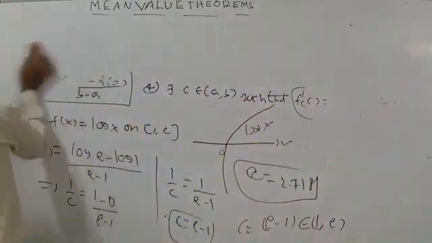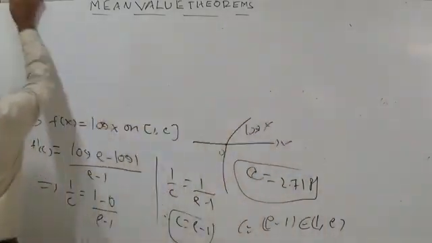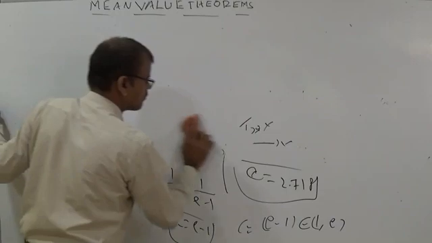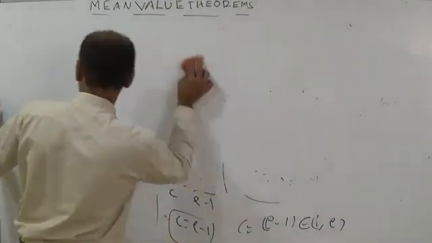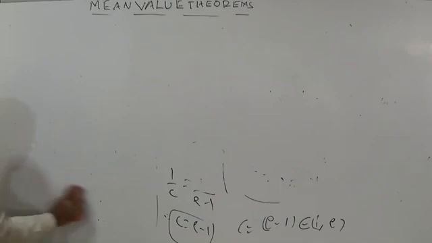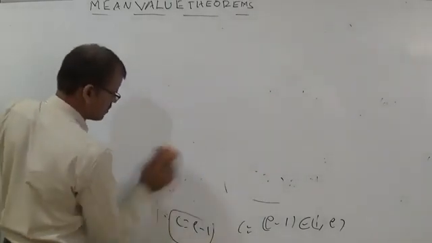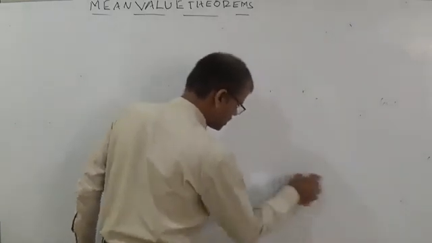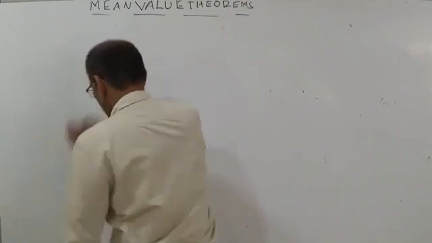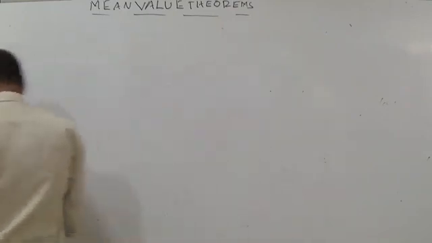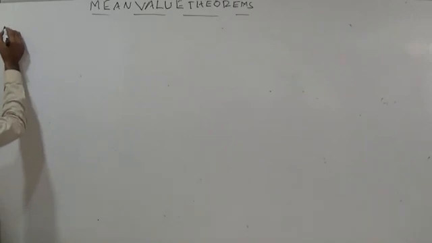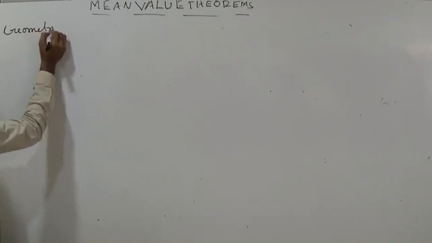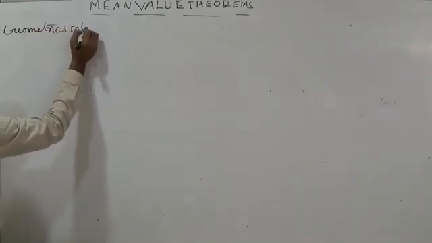Next, let us discuss the geometrical interpretation of Lagrange's mean value theorem. Somewhat of a difference between Rolle's and Lagrange's theorem, students. Rolle's theorem has the condition f of a equal to f of b, and in Lagrange's mean value theorem it is not there. Rolle's theorem has the condition f dash equal to 0, and Lagrange's mean value theorem has the condition f dash equal to f of b minus f of a over b minus a. Let us explain the geometrical interpretation of Lagrange's mean value theorem. Geometrical interpretation.